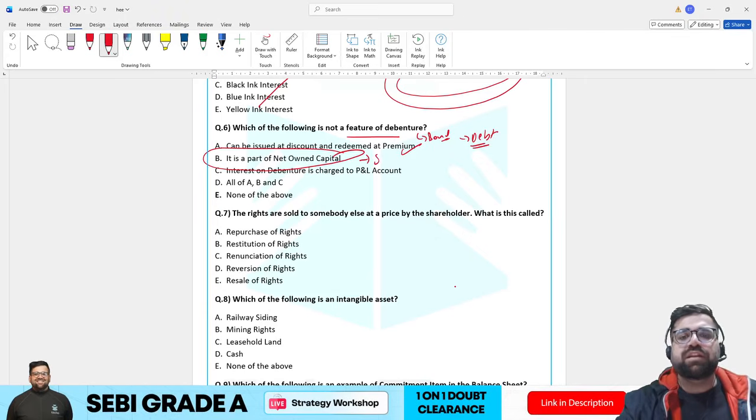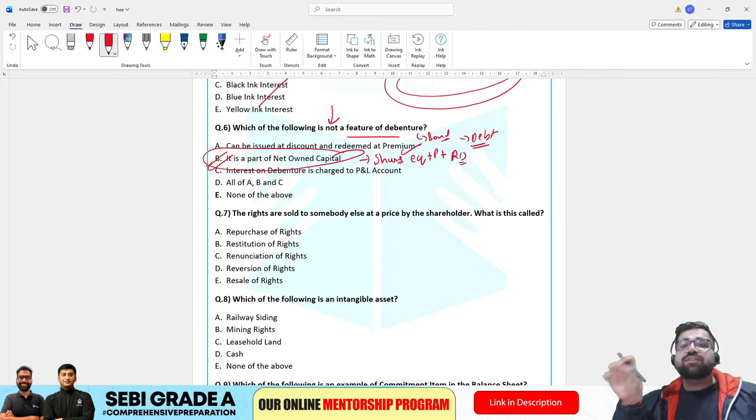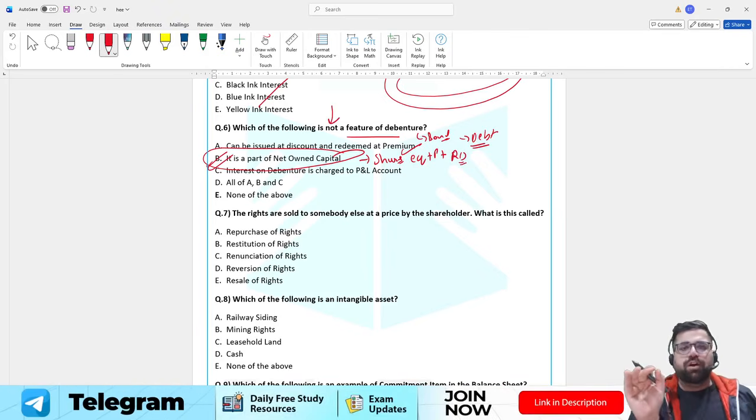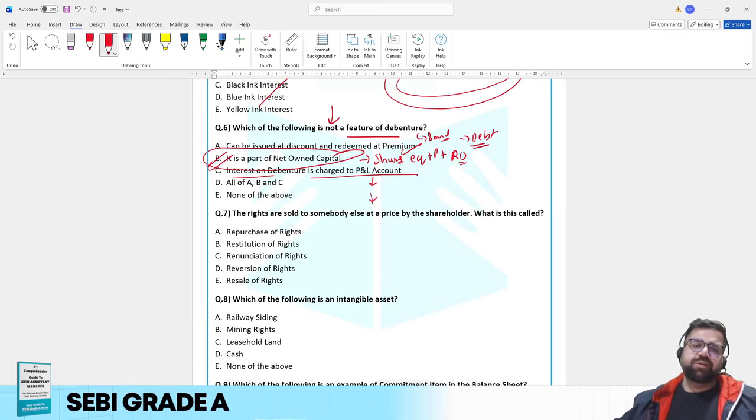Net owned capital is your shareholder fund, which includes equity capital, preference capital, your reserves and surplus and all that stuff. So the answer will be B, because you have to identify which of the following is not a feature. So B is definitely the odd one out, so you can remove B and the question is solved for you. Interest on debenture is a charge to P&L. Obviously yes, because it will reduce your profits and you have to pay interest to the debt holders.